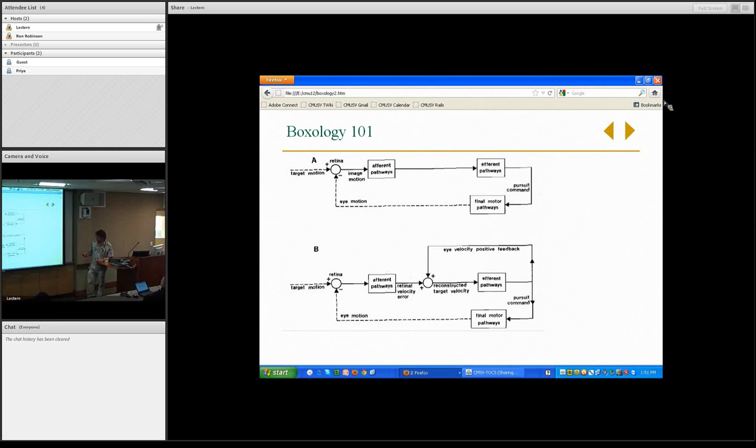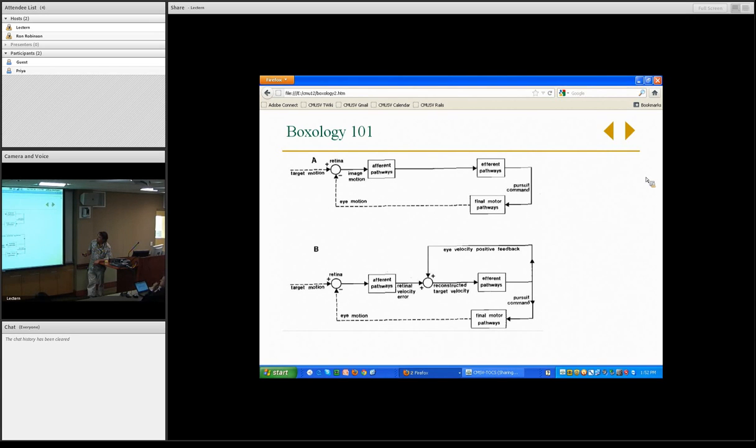I guess nobody knows. Oh, there we go. So we have the target hitting the retina, and then there's motion of the target on the retina. That goes up to the brain and gets decoded. And then eventually there's a pursuit command, which is sent to the motor system, and the eye moves in response.